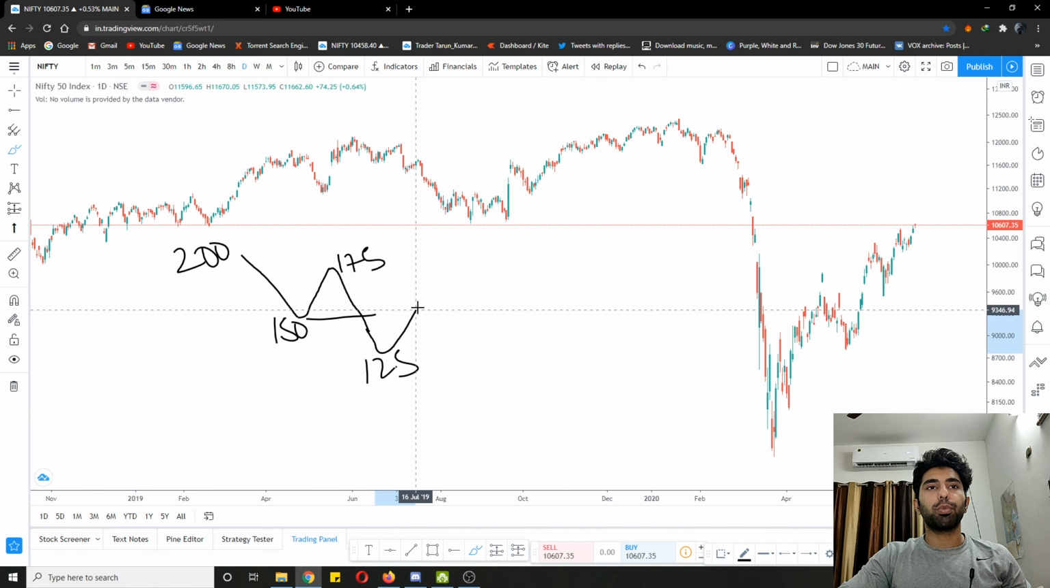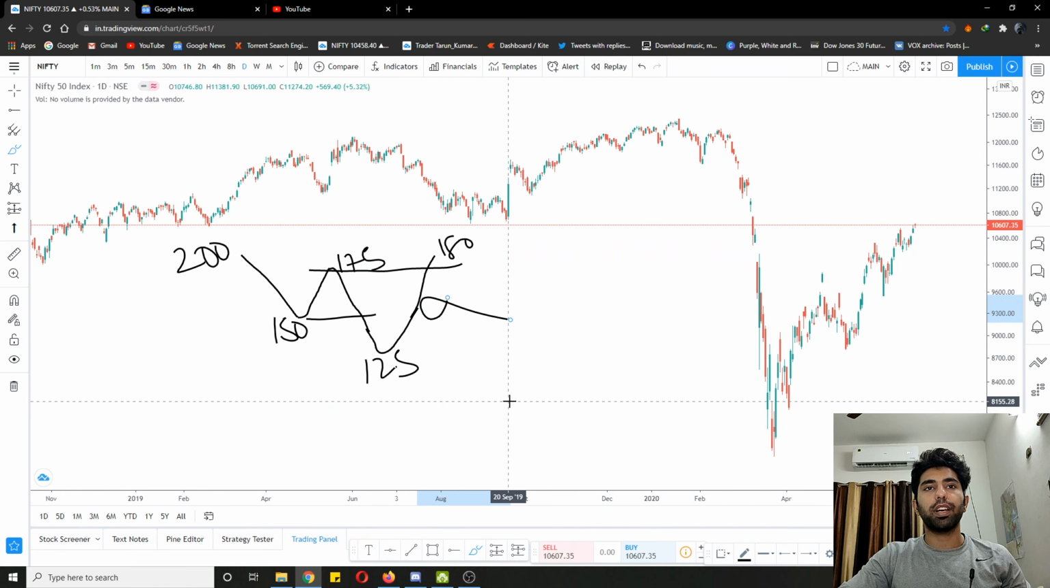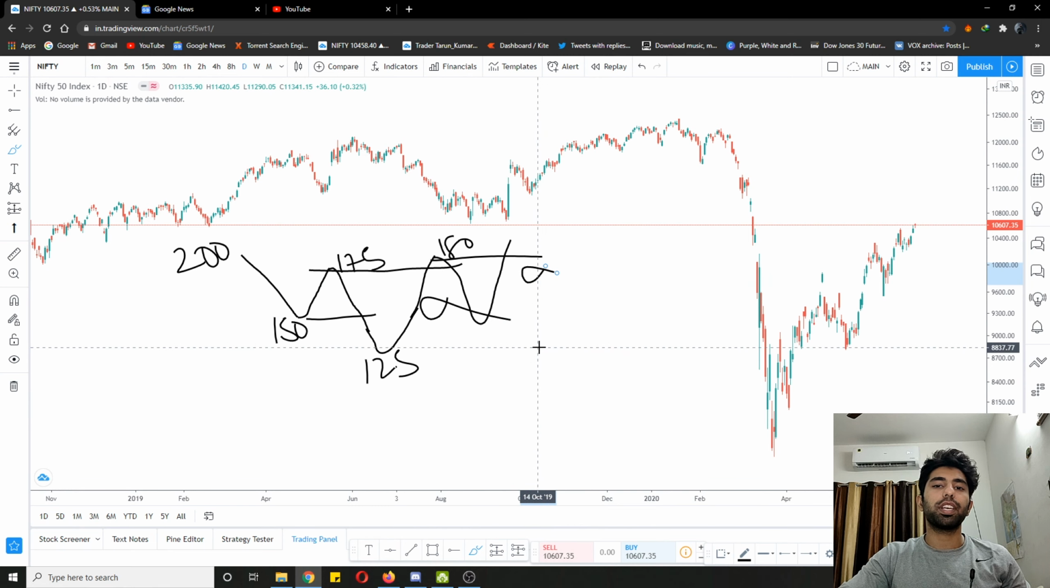Now this corrective move should not go above 175, but if it goes to 180, now this downtrend is broken and this might be the beginning of an uptrend. So let's say now from 180 we come down to 130 and then we go above 180. Now this becomes an uptrend and not the downtrend.